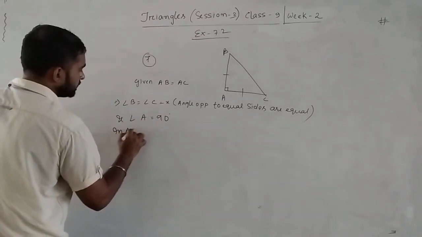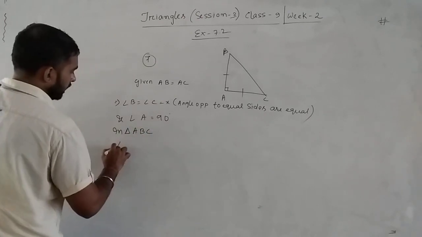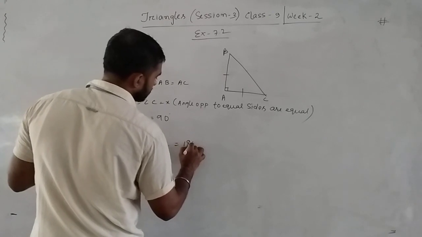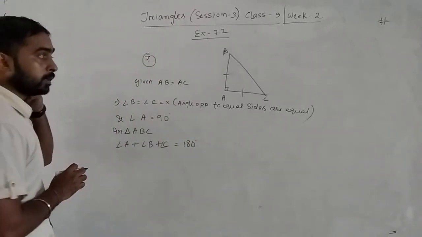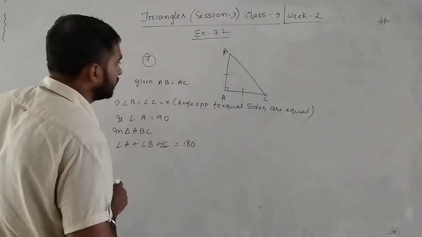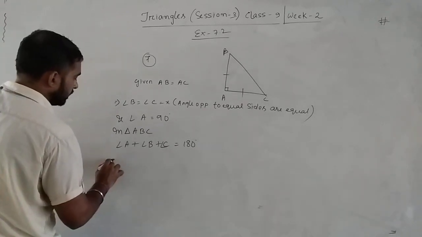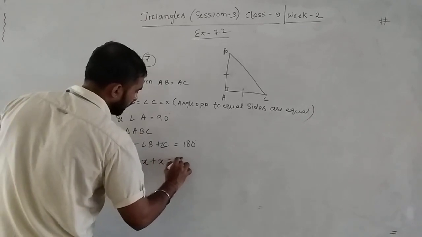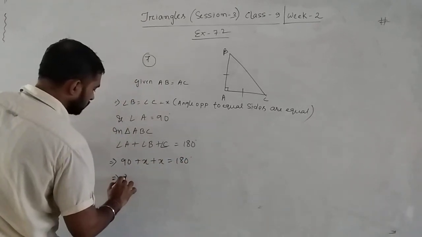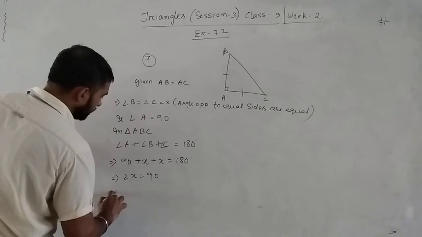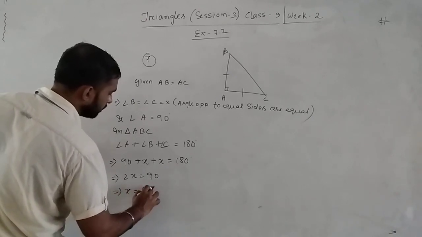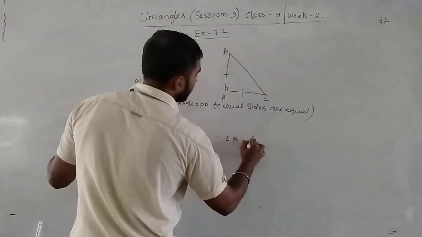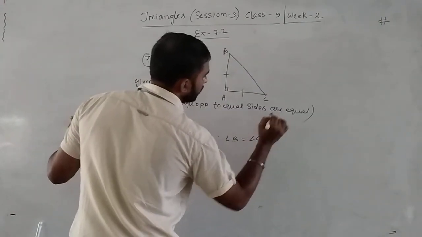So in triangle ABC, angle A plus angle B plus angle C equals 180, because of the angle sum property of a triangle. In a triangle, the sum of the three angles equals 180 degrees. Angle A is 90, B is X, C is also X, equal to 180. So twice X equals 90, X equals 45. Therefore, angle B equals angle C equals 45.